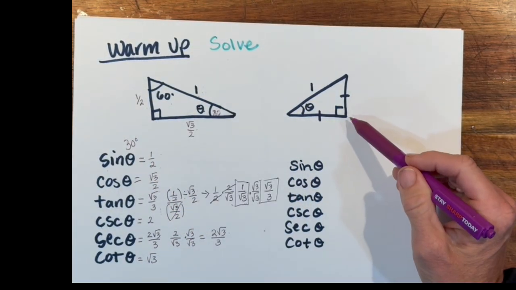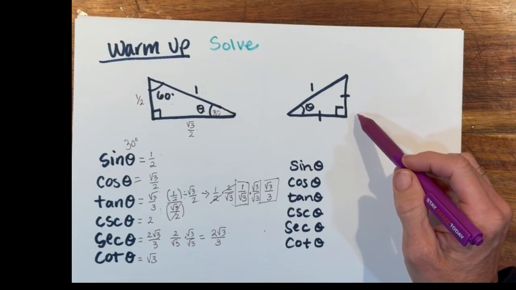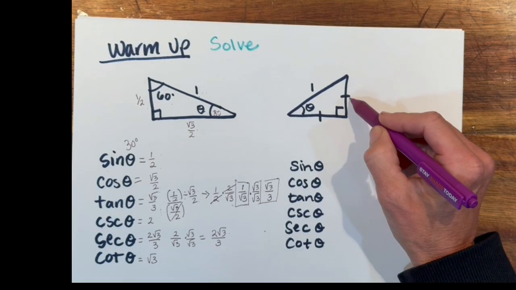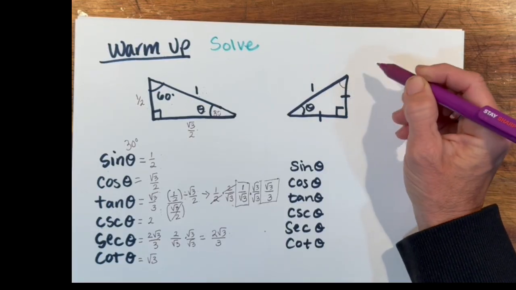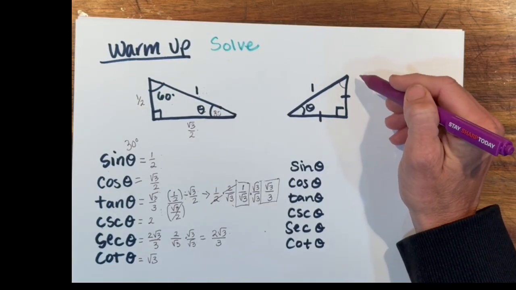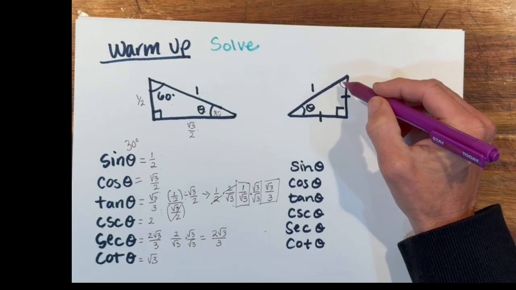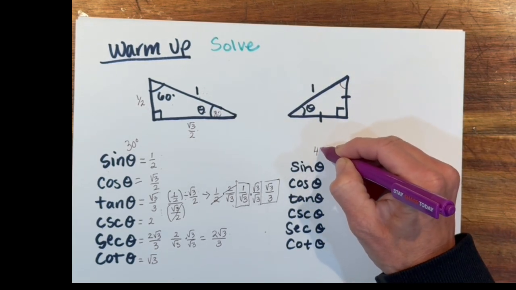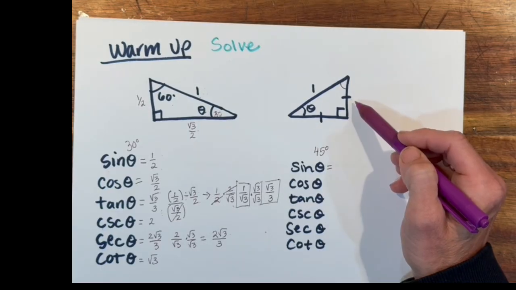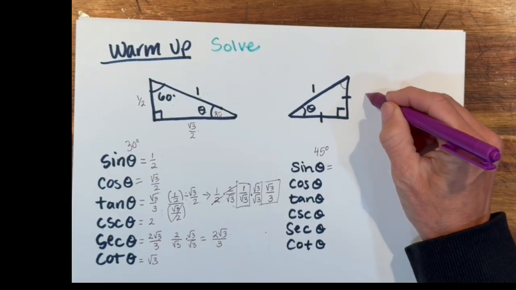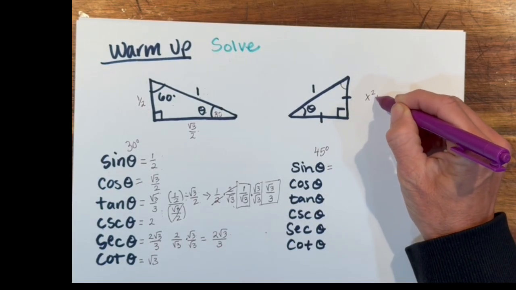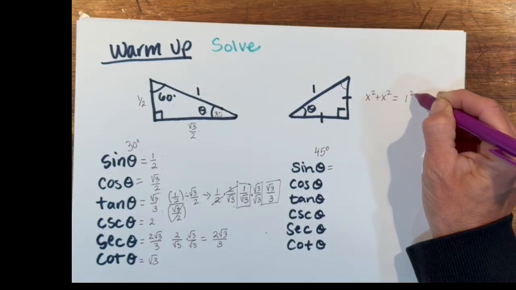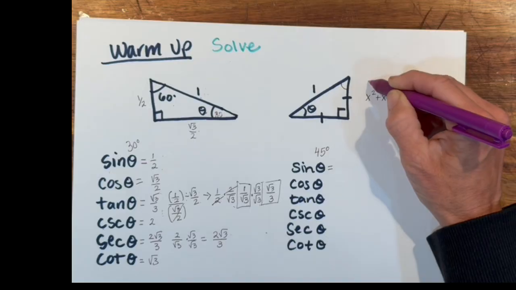This is our other special right triangle that we need to be familiar with. And what we see here is that these sides are equal, indicating that these angles are equal. This is an isosceles right triangle. And so each angle measure here is 45 degrees. Because of that, we know that it's x squared plus x squared is equal to 1 squared using the Pythagorean theorem.